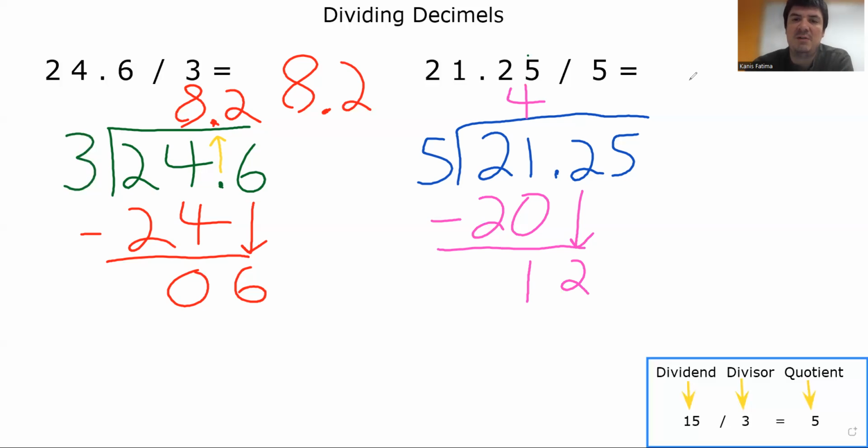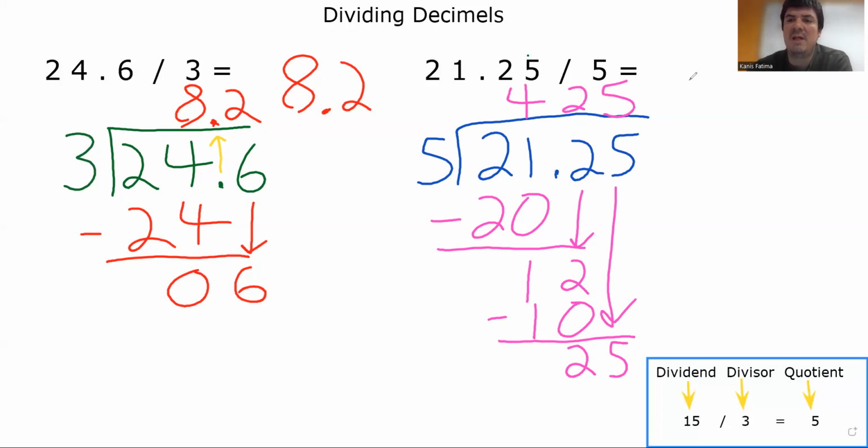5 goes into 12 2 times. 2 times 5 is 10. 12 minus 10 is 2. Bring down the 5. 5 goes into 25 5 times. Now that I'm done, I look at where the decimal is and I just carry it up to the correct spot. The decimal goes between the 4 and the 2. So 21.25 divided by 5 is 4.25.